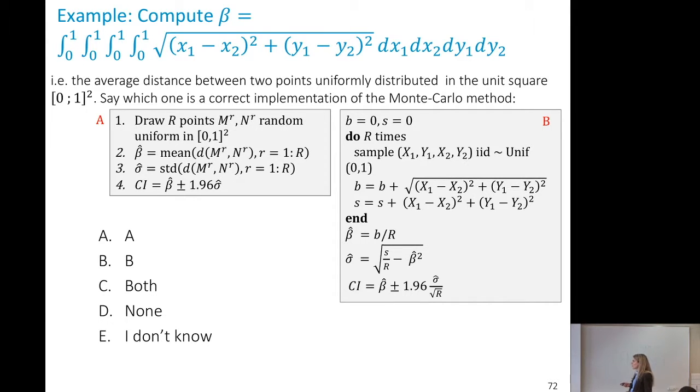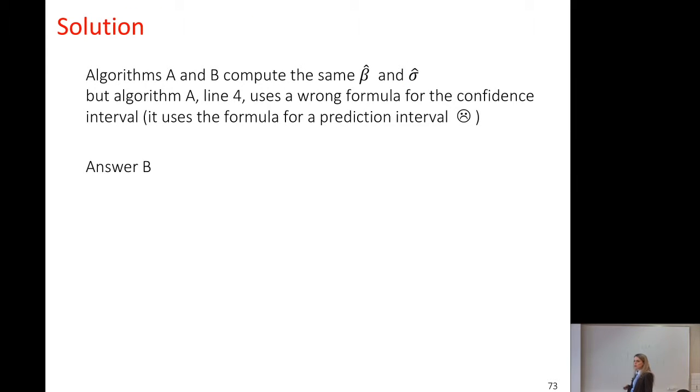So that is why the answer is B, and that is the correct algorithm, and this is not correct, because it's important afterwards, after Monte Carlo, to compute also the confidence interval for the mean. Okay?